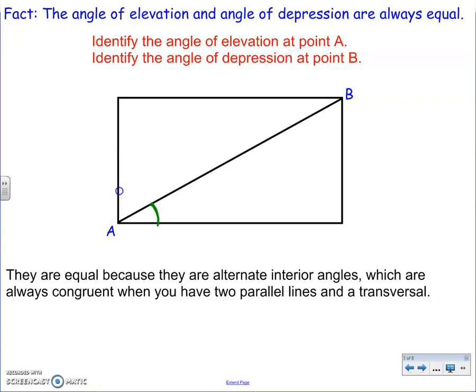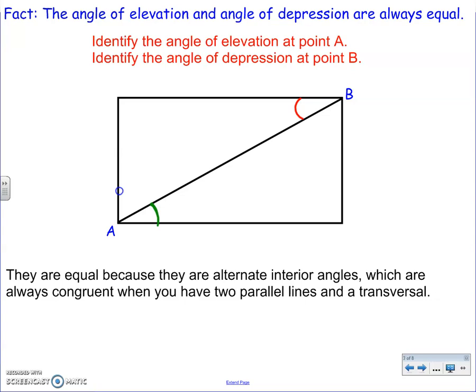Then at point B, find the angle of depression. A lot of kids say, is this the angle of depression right here? And that's no. Even though it's looking down, that is not with the horizontal. So that's wrong. The angle of depression is the upside down triangle looking down up there. Now those two angles are actually the same because they are alternate interior angles. Those are always congruent when you have two parallel lines and a transversal.